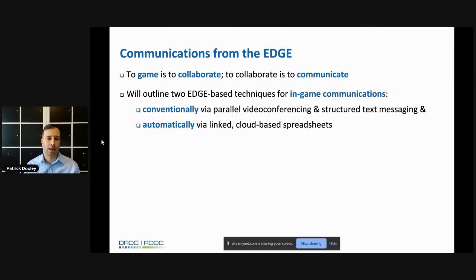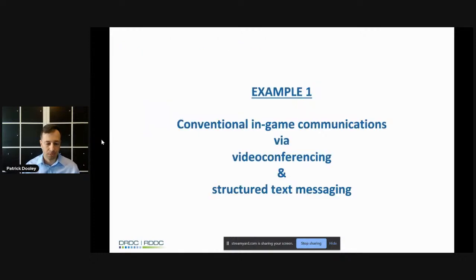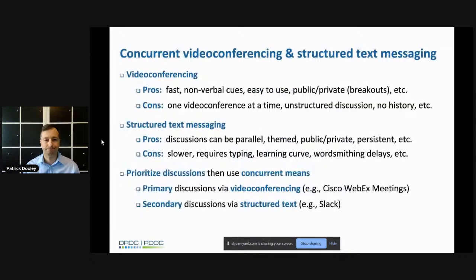So if to game is to collaborate, then to collaborate is to communicate. So I'll outline two of our techniques for in-game communications. The first being a more conventional example using parallel video conferencing with structured text messaging, and then a somewhat less conventional one for automated in-game communications using linked cloud-based spreadsheets. So first example, using video conferencing and structured text messaging in parallel.